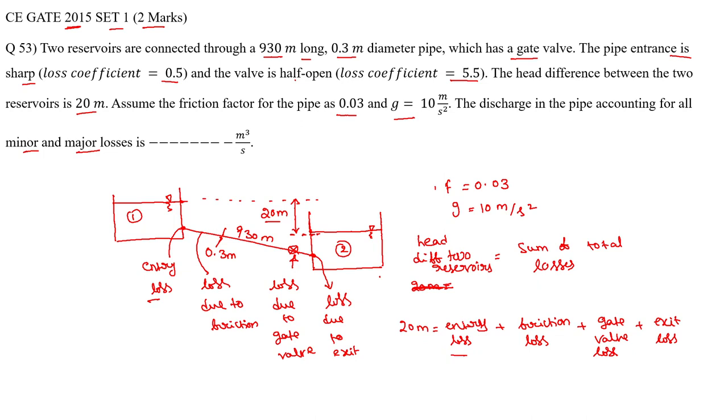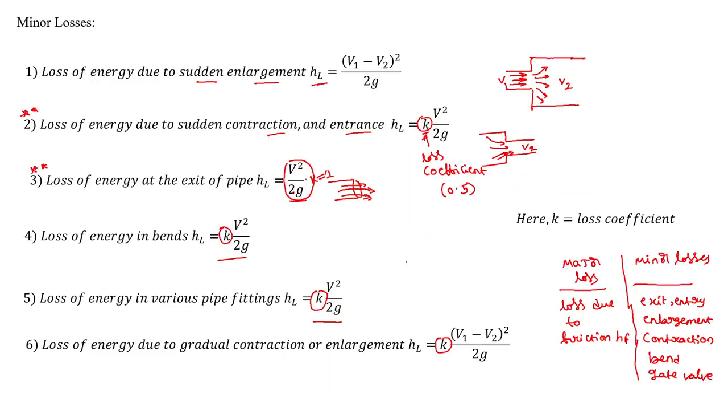Do we know the formulas for all these losses? Yes, we know. I have shown you in the previous slide. We know the loss due to entrance, the loss due to exit, and the various pipe fittings, and gate valves also come under pipe fittings.